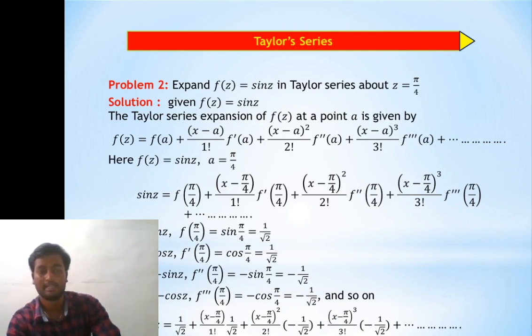See f dash of z. So derivative of sin z is cos z. Then derivative of cos z is minus sin z. Derivative of minus sin z is minus cos z. Then you substitute. So sin pi by 4 is equal to cos pi by 4, which is 1 by root 2. So then you get this. Now directly substitute these values in your Taylor series expansion about z equal to pi by 4.